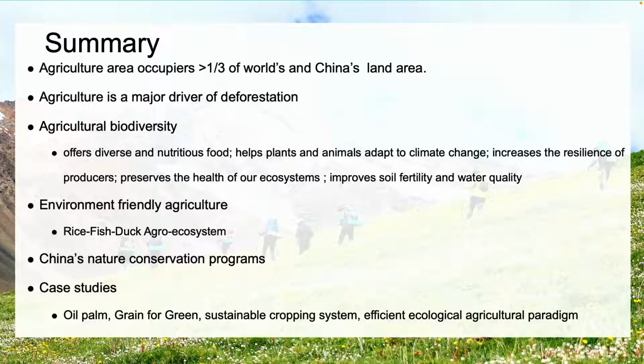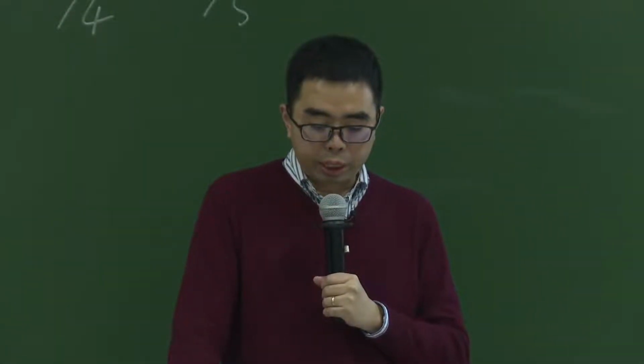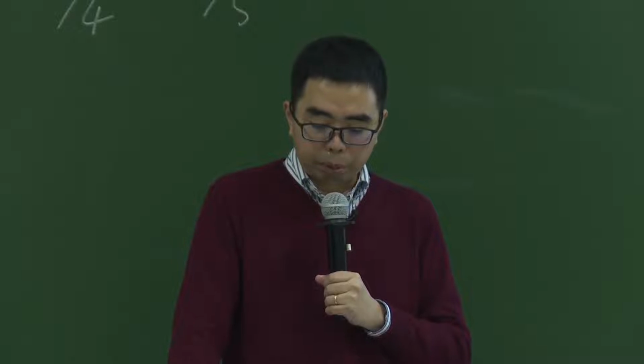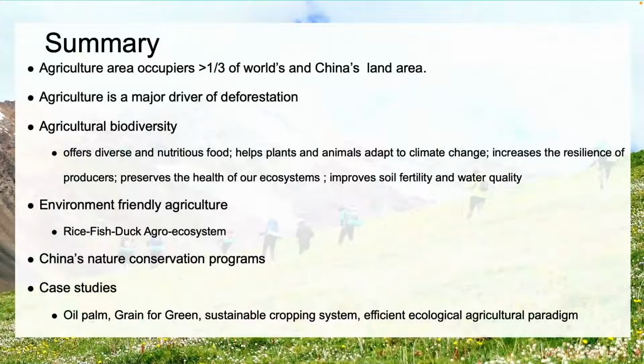That's why people set up more and more protected areas to stop more key biodiversity areas from being used by human beings. And they use many biodiversity-friendly practices. For example, the rice-fish-duck agroecosystem in China is one good example of those practices. China conducts many nature conservation programs to balance agriculture and nature conservation. China's nature conservation efforts are still in progress and currently are promoting a scientific approach to afforestation.